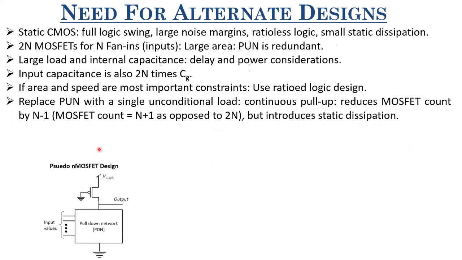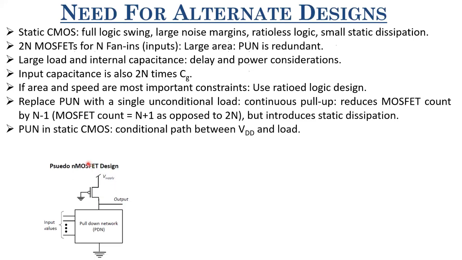So this is how a pseudo-NMOS logic design looks. You replace the overall PUN with a PMOSFET and ground its gate. What it means is its VSG is always equal to VDD, so this is always on. Regardless of whether PDN is on or off, this tries to pull the output towards VDD. As I discussed, PUN in static CMOS gave a conditional path between VDD and load, but here this unconditional load gives a path between VDD and output always, regardless of whether PDN is on or off.